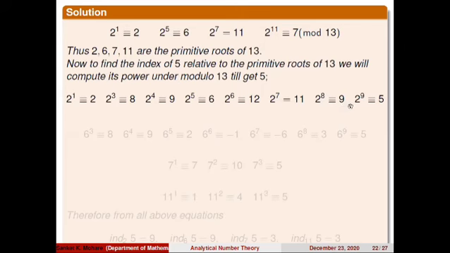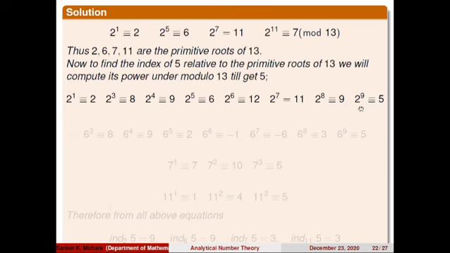Okay. Next, 2 to the power 9. How to calculate 2 to the power 9? 2 to the power 9 can be calculated as 2 to the power 8 into 2 to the power 1. That is 2 to the power 8 into 2. But 2 to the power 8 is congruent to 9 modulo 13. So 9 into 2 is 18. And 18 minus 5 is what? 13. That's why 2 to the power 9 is congruent to 5 modulo 13.